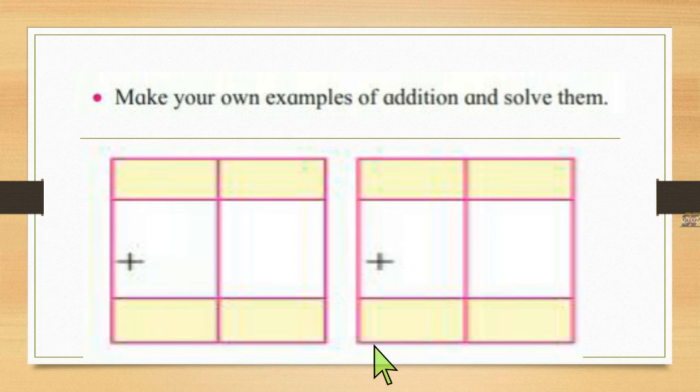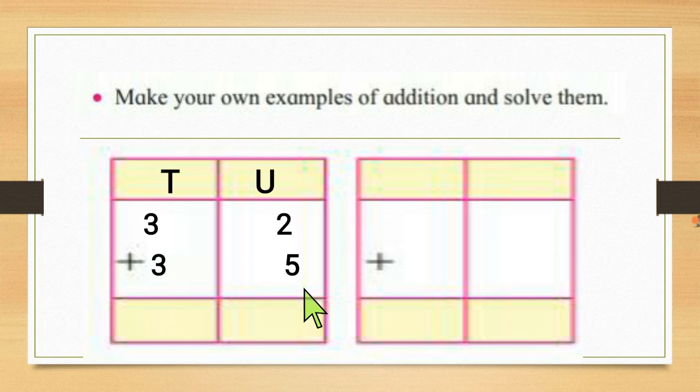Make your own example of addition and solve it. Here you can make your own example. First, you write the tens and units. This is the unit side and this is the tens side. So we write here the example 32 plus 35. First we solve the unit side, then we solve the tens side.